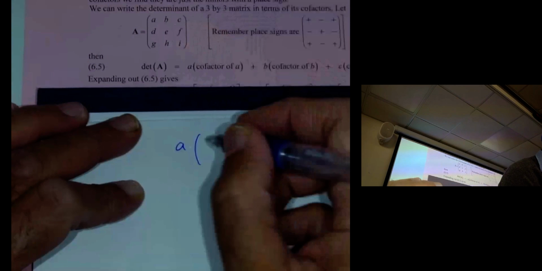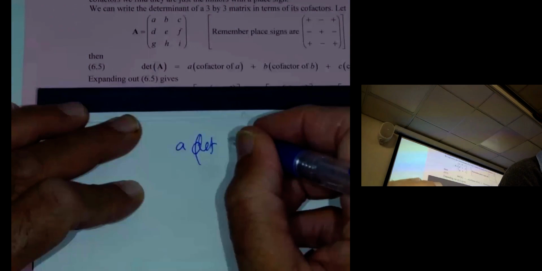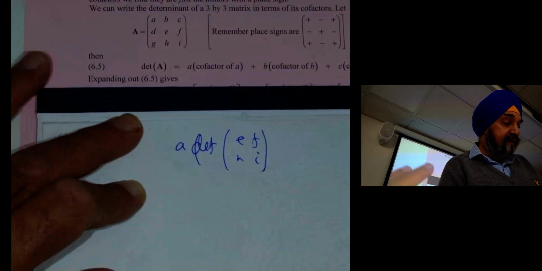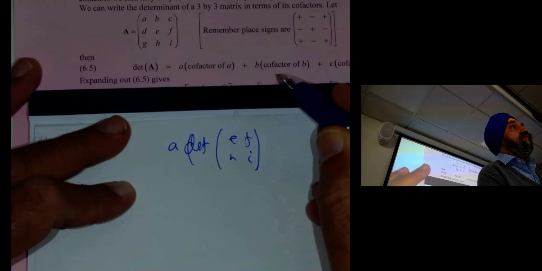A times the determinant. Sorry, you've got to put the determinant of E, F, H, I. You cover that up, okay? Determinant of E, F, H, I. And then what about the second one? Yep, minus B, isn't it?